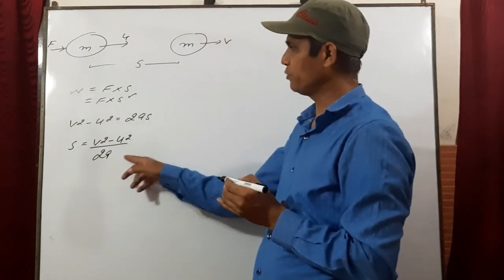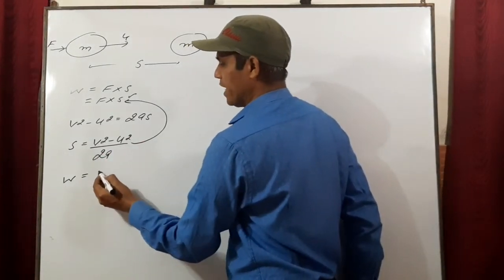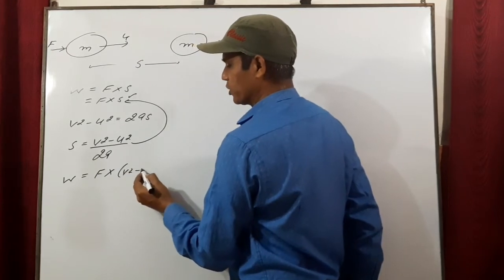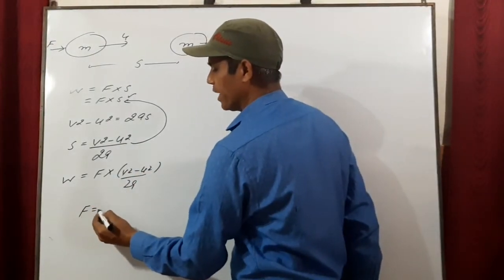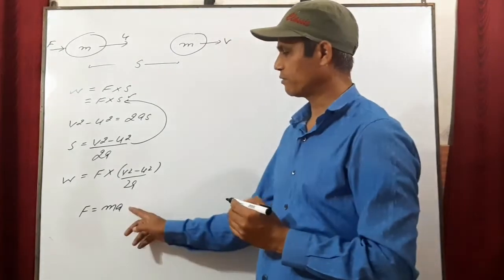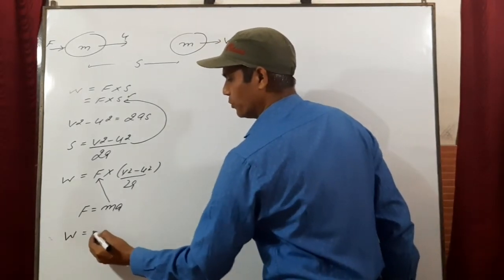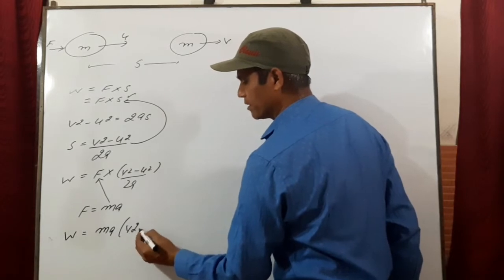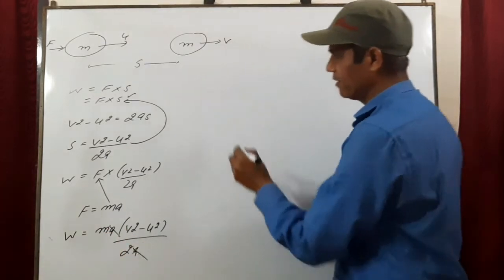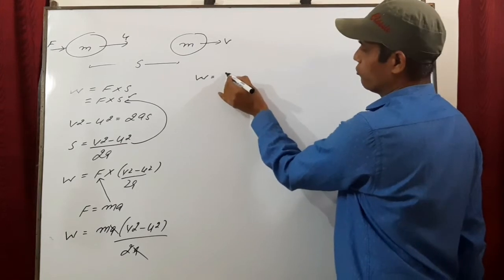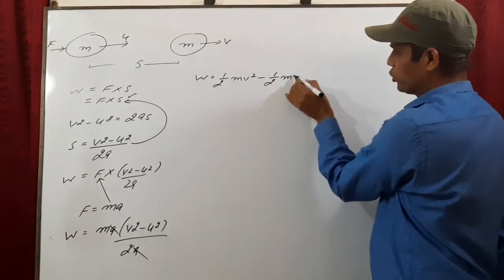If I substitute this value of S over here, then I will get work done is equal to F into (v square minus u square) upon 2a. Also you know F is equal to ma, mass into acceleration. So I will substitute the value of F over here. I will get work done is equal to ma into (v square minus u square) upon 2a. So a and a cancel. You will get work done is equal to 1 by 2 mv square minus 1 by 2 mu square.